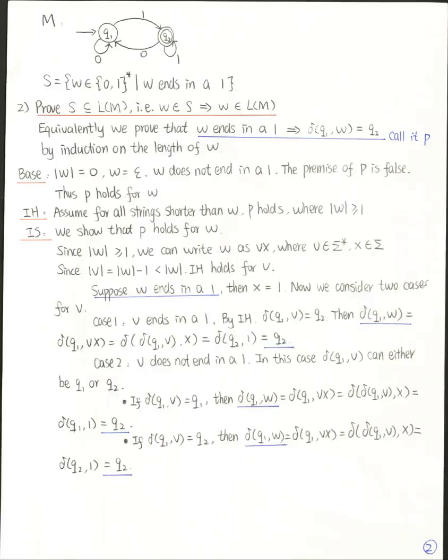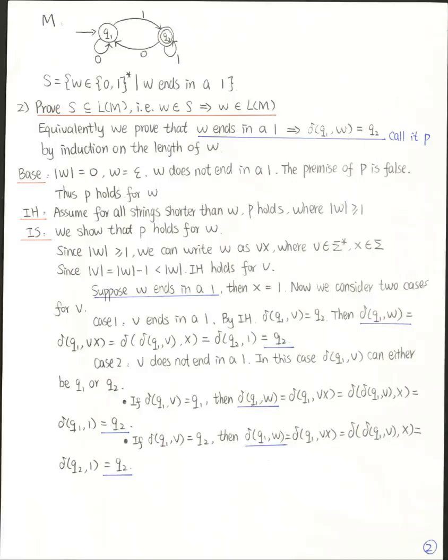In the inductive step, we have a property to prove, which is of the format if, then. So we always start from the if part. We assume the if part is true. We then lead to the conclusion. We show that the conclusion is also true.